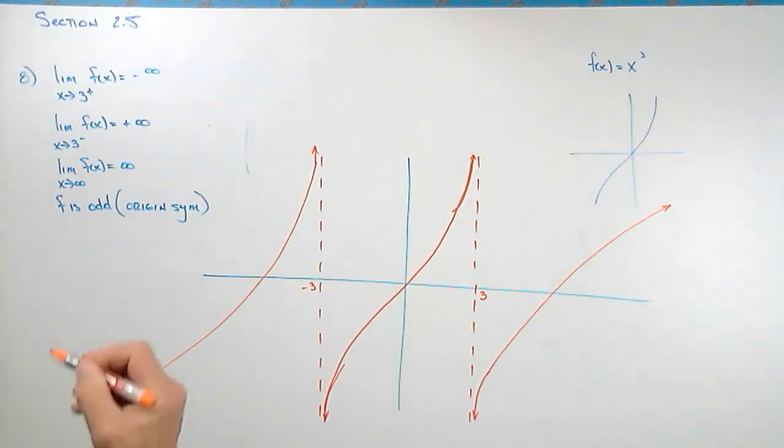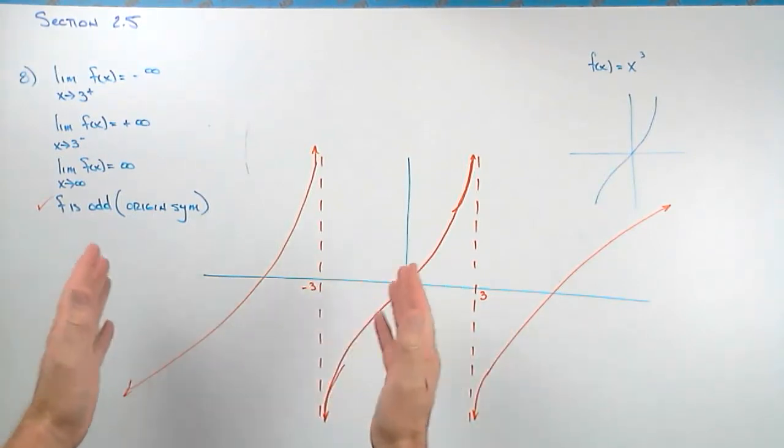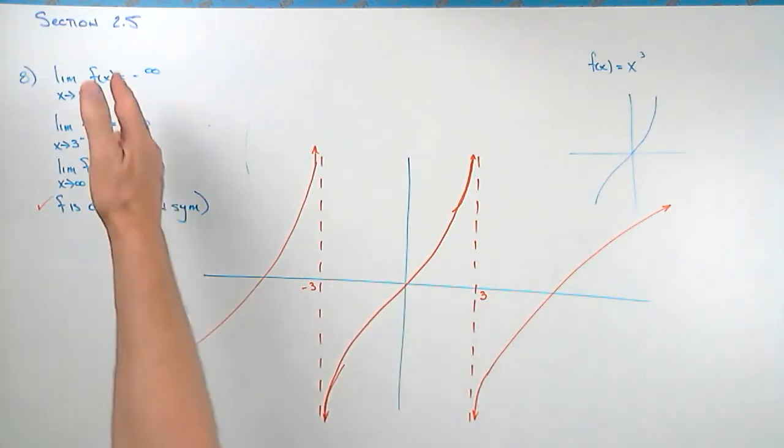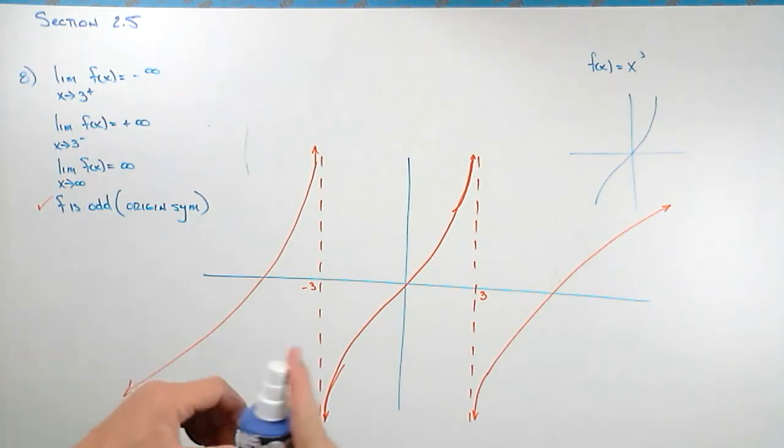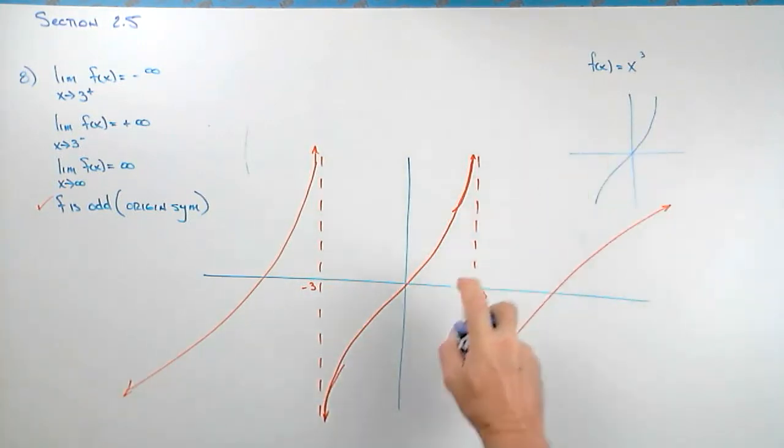Again, the fact that they told us the function is odd, origin symmetry, allows us to draw the other half of the graph without them having to give us all that information in terms of limits. So that's number 8. 7 and 10 are similar problems. Try those on your own.